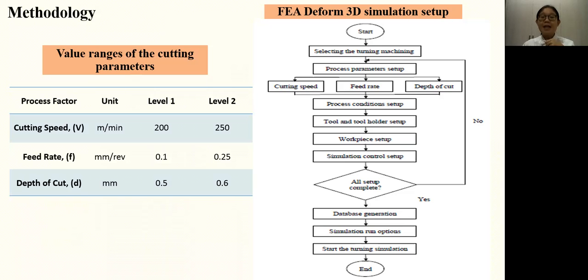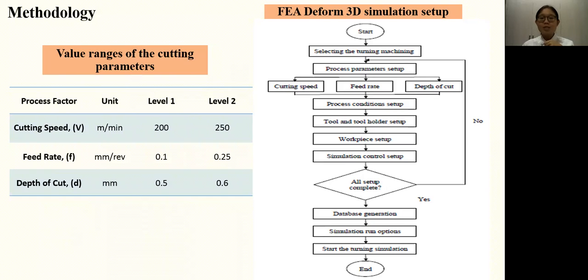Next, the FEA DEFORM 3D simulation setup began by selecting the turning process as the machining type. Then set out the process parameter and the process condition. Then the uncoated carbide triangle turning insert TMMF432 was selected from the DEFORM 3D library, and the tool mesh generation is set by default of 25,000 and with a size ratio of 4.